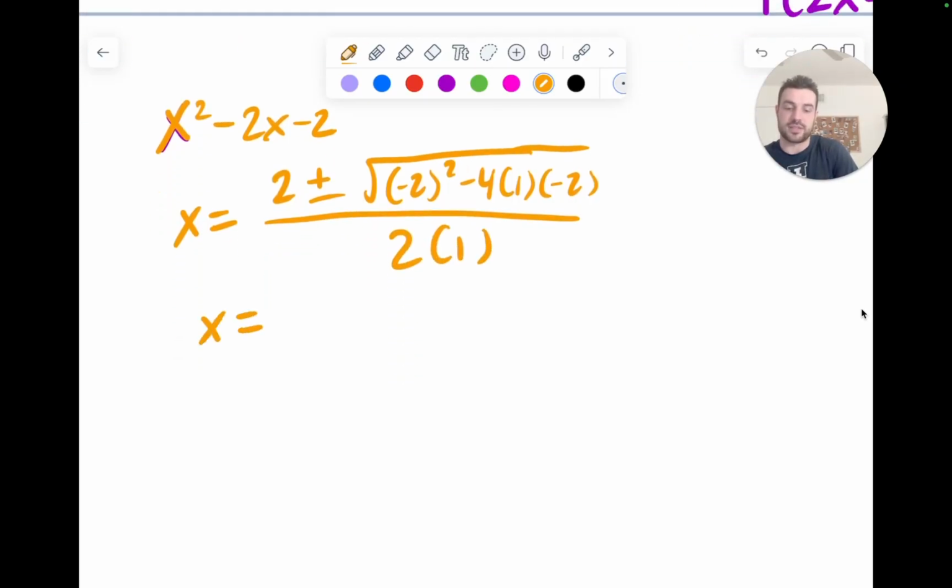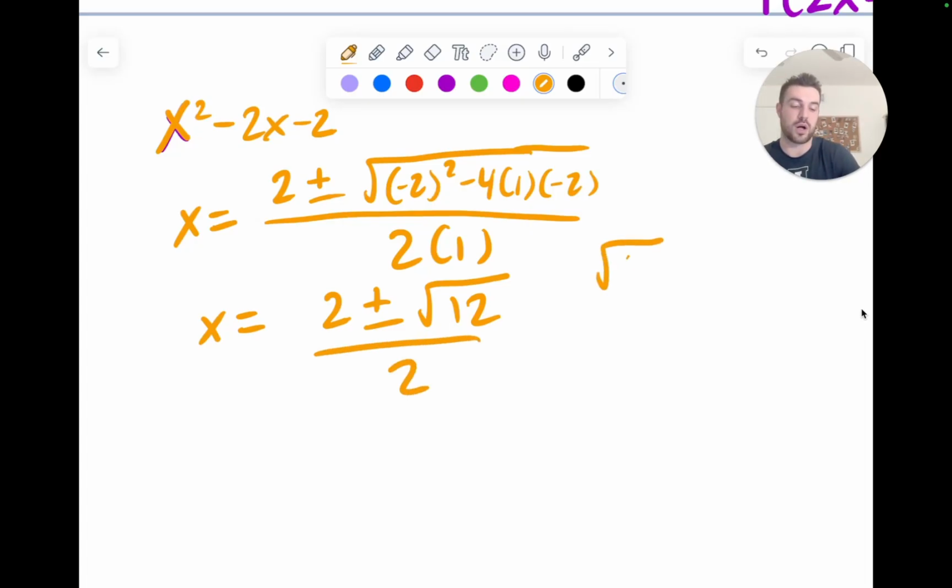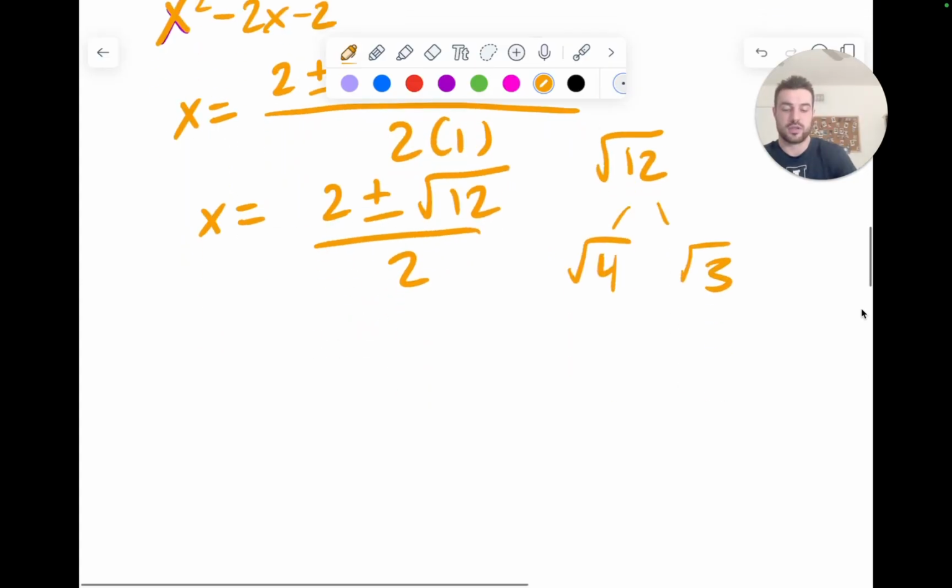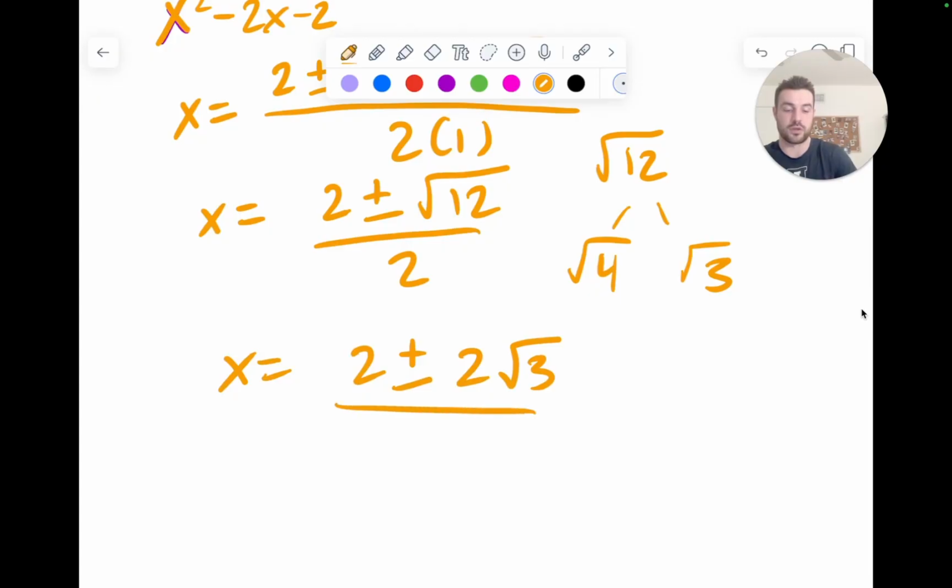So I'll end up with x equals 2 plus or minus the square root of, we'll have 4 plus 8, which is 12 over 2. And if we recall, the square root of 12 can be split into the square root of 4 and the square root of 3. So I'll have x equals 2 plus or minus the square root of 4, which is 2, with the root 3, over 2.